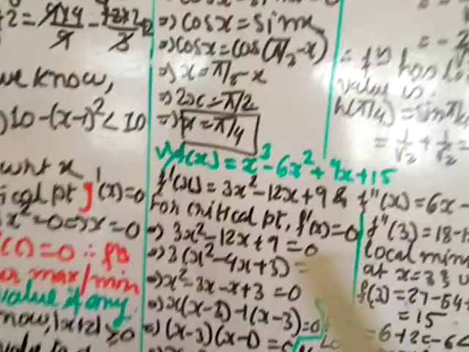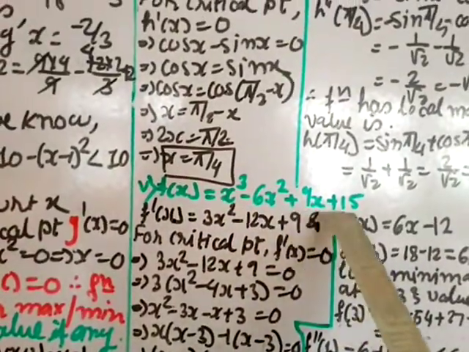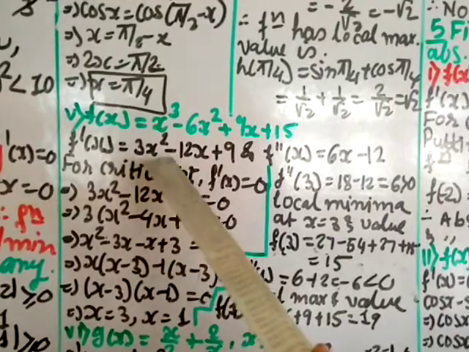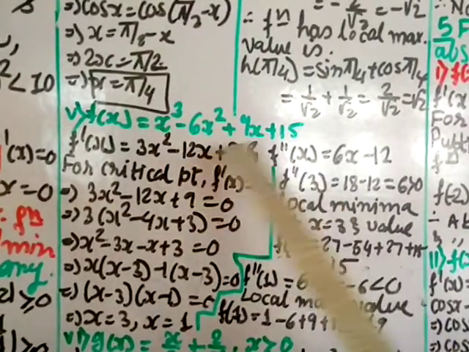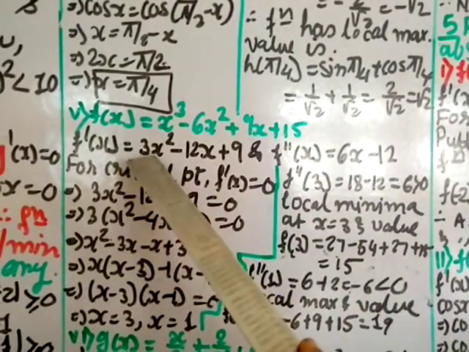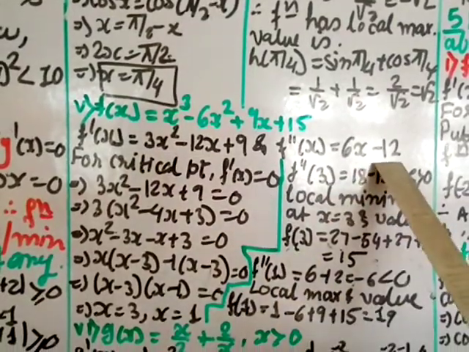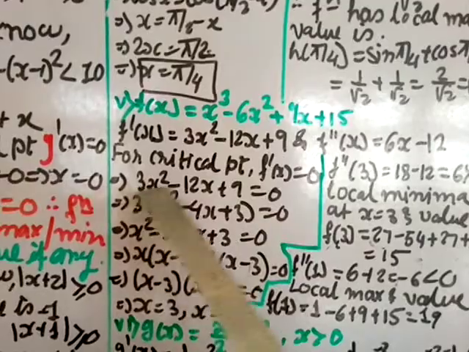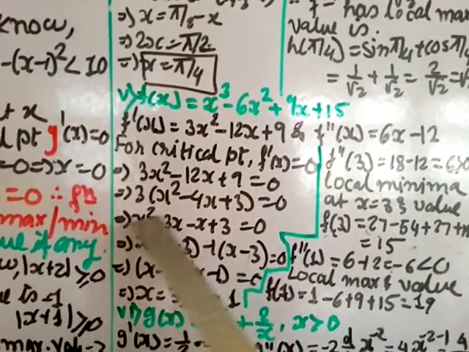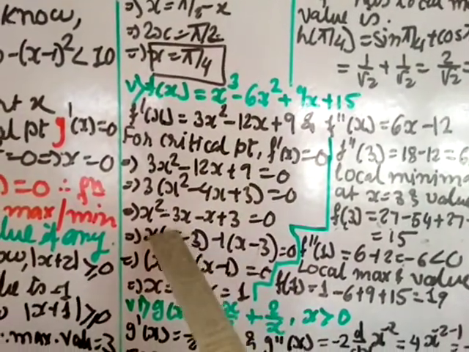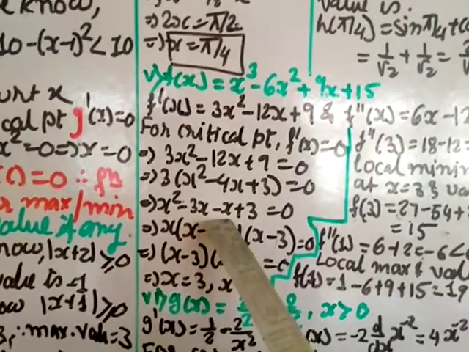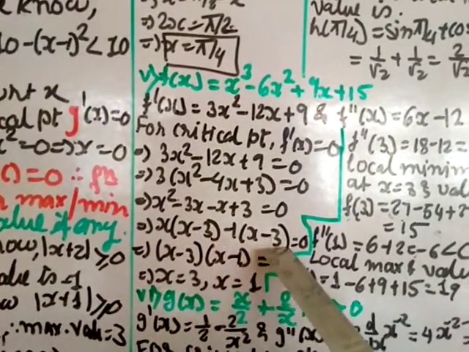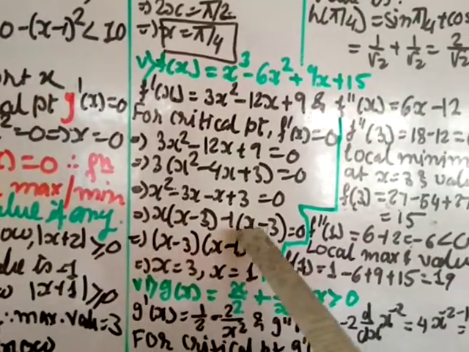Roman number 5, f x is equal to x cube minus 6x square plus 9x plus 15. Differentiate, so I will differentiate. This is 3x square minus 12x plus 9. The second derivative will be 3 into 2 is 6x minus 12. Now I will find the critical point. For that I have to equate this to 0. Take 3 common, then you split the middle term. From here you take x common, x minus 3, 1 common, x minus 3. So from here x minus 3, x minus 1.